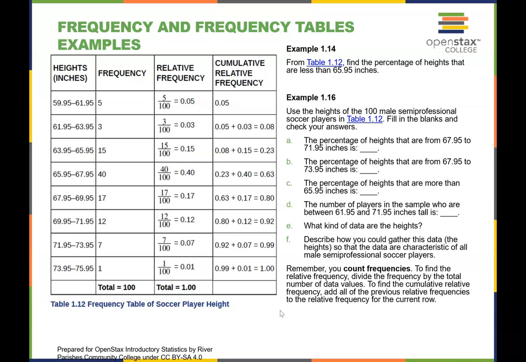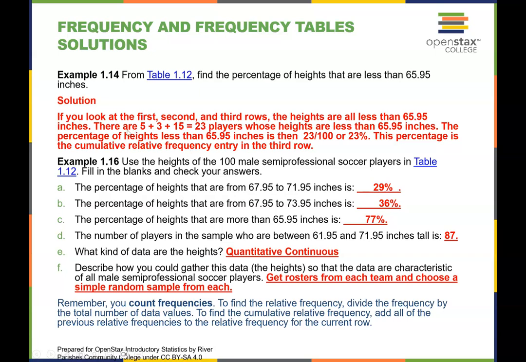And here is the answer key. This is just a write-up of what we talked about. Here are the answers. We already did A and B: 29% and 36%. C would be 77%. So we're looking at everything past that 65.95. Number of players between 61.95 and 71.95. This time it's asking for the number, so make sure you don't just give the percentage. You want the actual number. So that would be 87. The kind of data is quantitative continuous.